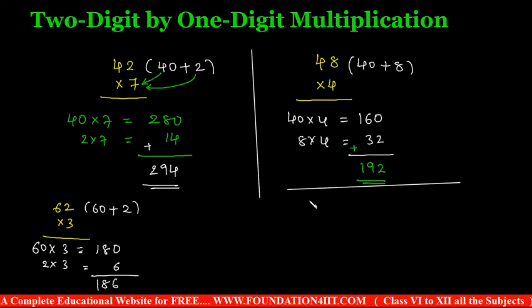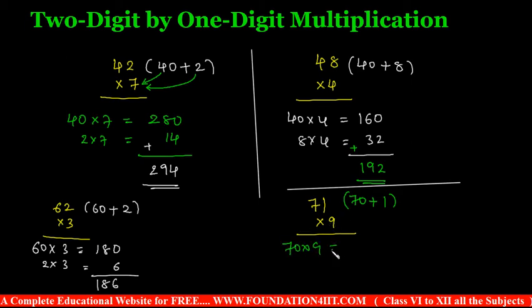Okay, let's take a bigger number. 71 into 9. This is 71. How to keep it in mind? 70 plus 1. 71, right? 71 into 9. While giving the question only, we should read loudly and think, 71 into 9, but you should imagine 70 and 1, 9.